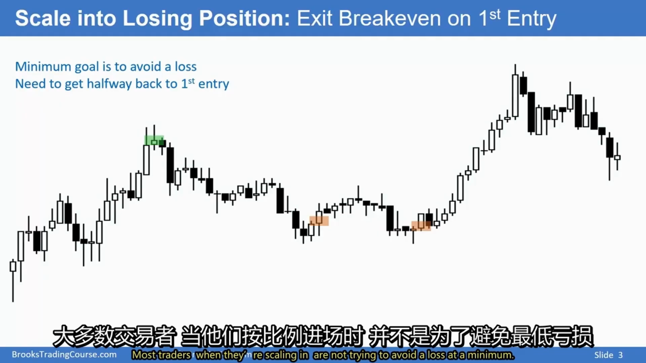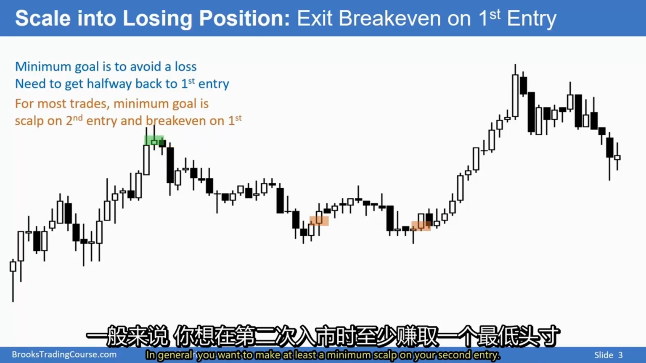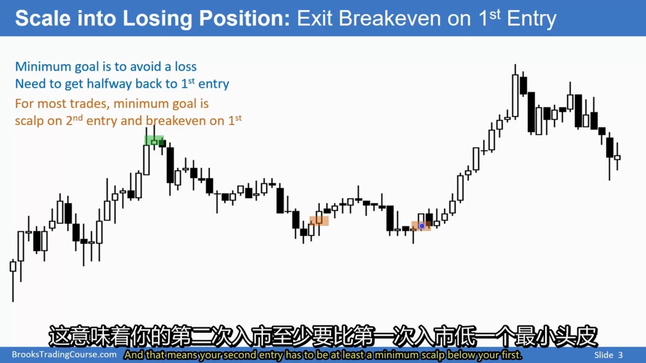Most traders, when they're scaling in, are not trying to avoid a loss. At a minimum, they're trying to get out break even on their first entry, and then with a profit on their second entry, their lower entry. In general, you want to make at least a minimum scalp on your second entry, and that means your second entry has to be at least a minimum scalp below your first.